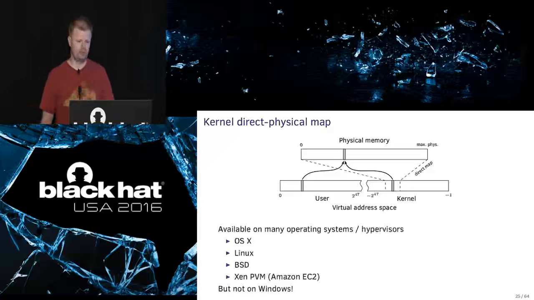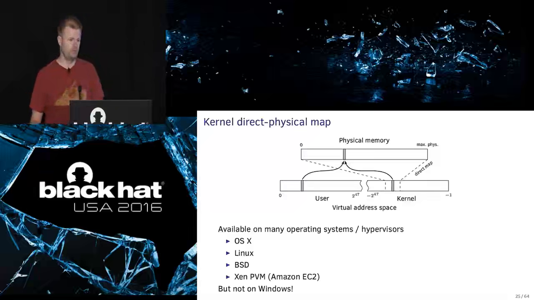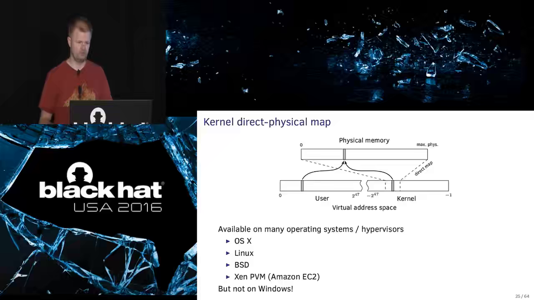It is not on all operating systems. It's available on OS X. It's available on Linux. It's available on BSD. And quite interesting, it's available on Xen PV. That means Amazon EC2. It's not available on Windows. We should take note of this because one of our attacks actually uses this kernel direct physical map.